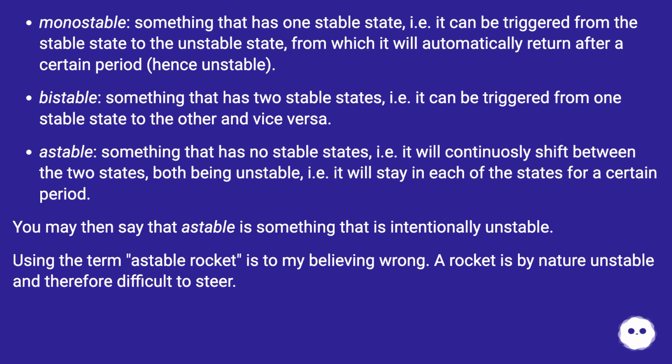Astable, something that has no stable states, i.e. it will continuously shift between the two states, both being unstable, i.e. it will stay in each of the states for a certain period. You may then say that astable is something that is intentionally unstable. Using the term astable rocket is to my believing wrong. A rocket is by nature unstable and therefore difficult to steer.